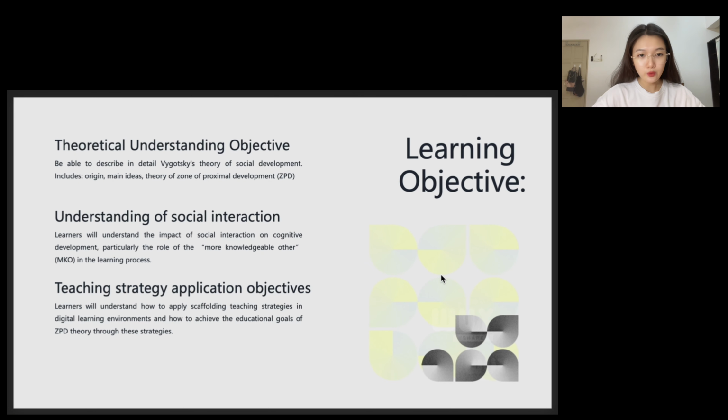Through this lecture, we will be able to understand Vygotsky's theory of social development in detail and master the theoretical framework of the zone of proximal development and the role of more knowledgeable others in the learning process, and understand the importance of learning in digital learning environments. Finally, we will discuss how to use scaffolding strategies in mathematics and how to realize the educational goals of ZPD theory in a learning environment.